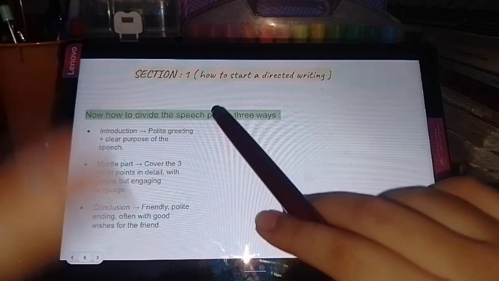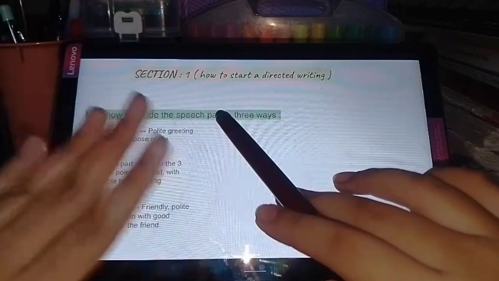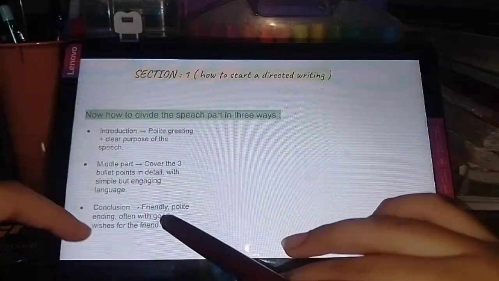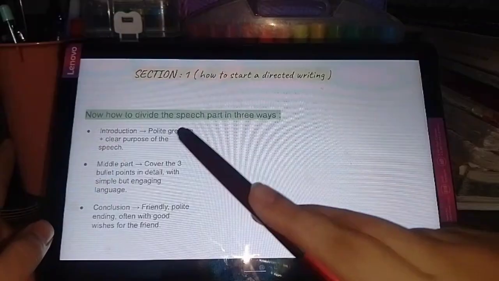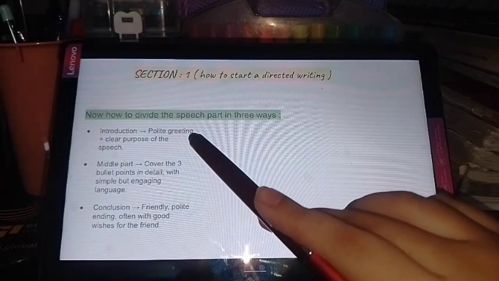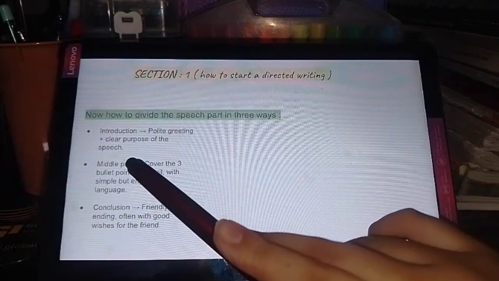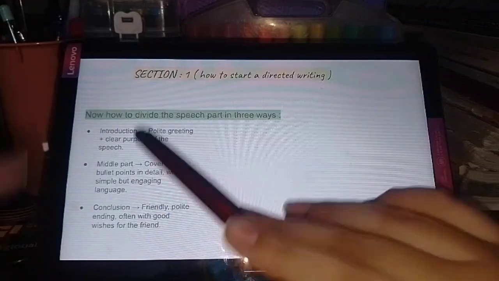Now, you have been given one speech. I have divided this speech into 3 main parts so that you can understand it more easily. Introduction is the most important thing, which is the polite greeting, and then a clear purpose of the speech. Why are you giving that speech?